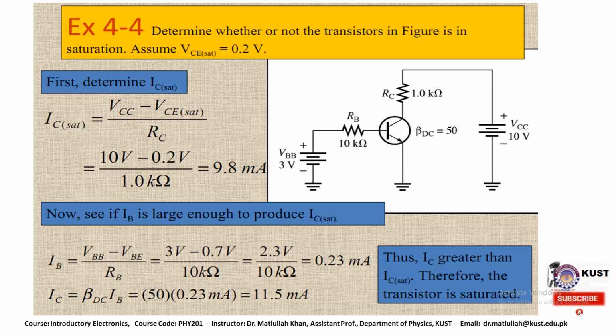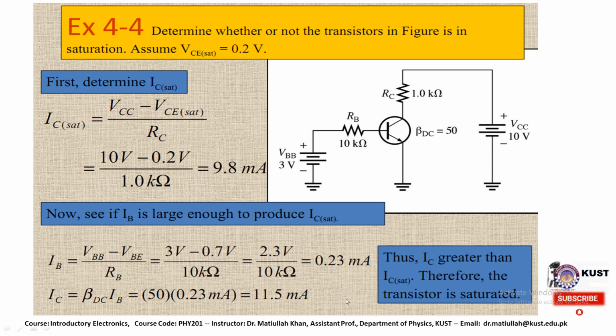Now we look toward the base current. We want to measure the magnitude of base current, and know whether the base current is large enough to produce the saturation collector current. The equation for the base current is very simple: IB is equal to VBB minus VBE divided by RB, which is 3 minus 0.7 divided by 10 k ohm. After simplification, we get IB equal to 0.23 milliampere.